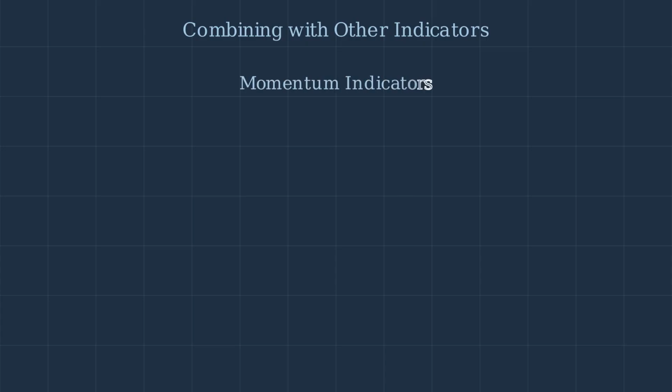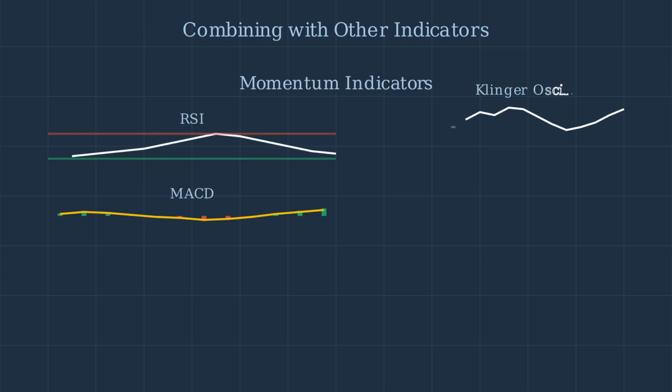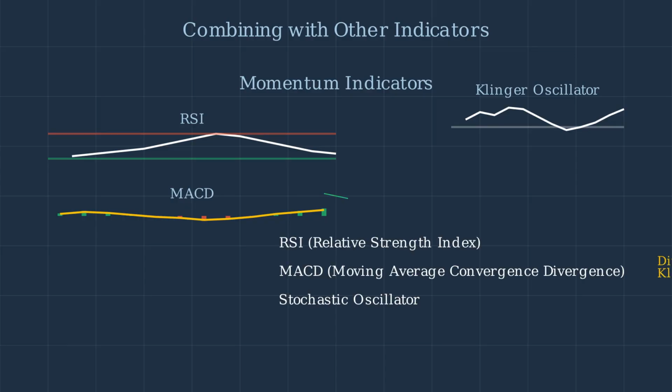Momentum indicators like RSI or MACD can help validate potential reversals signaled by Klinger divergences. Watch for divergences between momentum indicators and the Klinger oscillator, as they often signal important market turning points.